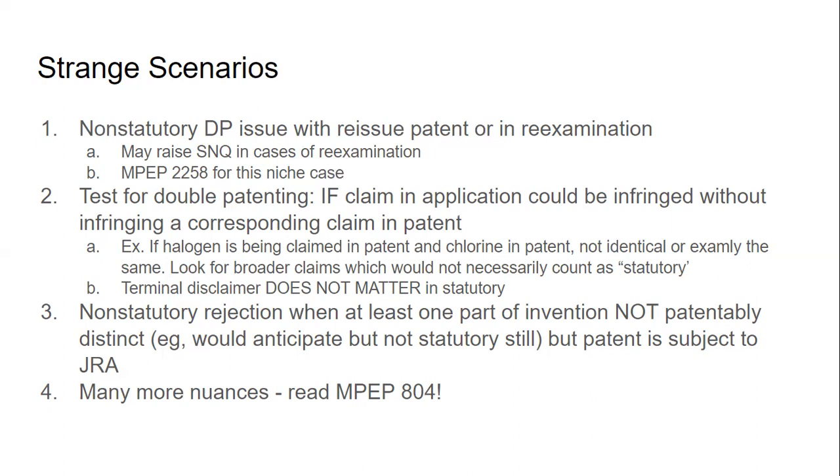So then the terminal disclaimer again does not matter in statutory. So that could definitely be an area ripe for questions of how to overcome a statutory, and it's never going to be the answer that includes a terminal disclaimer for statutory. A non-statutory rejection when at least one part of the invention is not patentably distinct. So it would anticipate, but it's not statutory. But the patent is subject to a JRA. So that can happen. So it's commonly owned. It's not patentably distinct. Even if it's under JRA, it can still be rejected. And there's a lot more nuances to that.